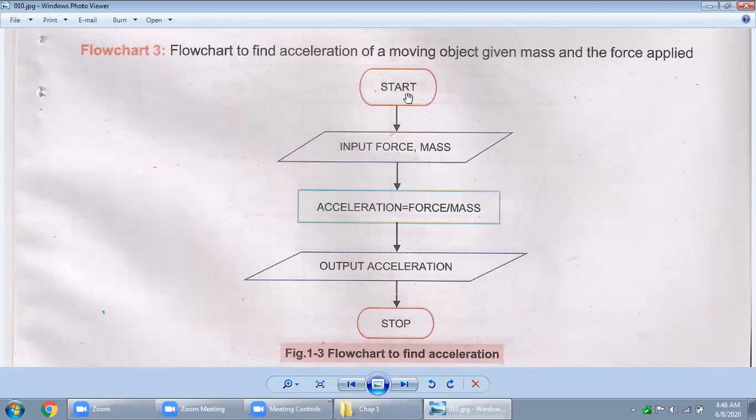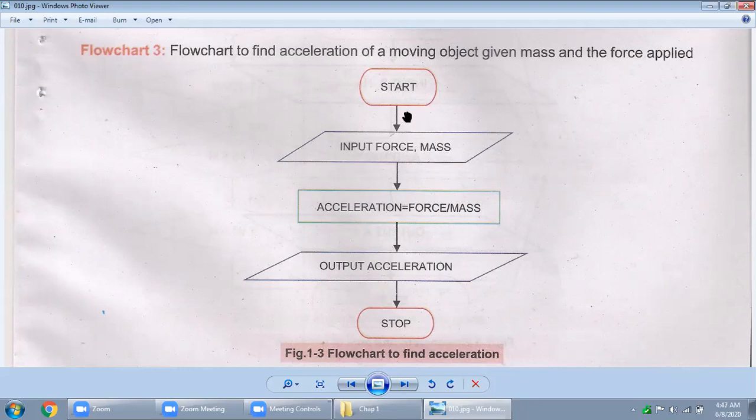So over here, as usual in the flowchart, our first symbol is start. Then we have to take input. What do we have to take as input? Force and mass. If we know the force and mass, we can calculate the acceleration. Then this arrow shows the direction of the flowchart. So acceleration is equal to force divided by mass. When I divide the force by mass, I can easily find the acceleration. So my output will be acceleration, and our last step is stop.